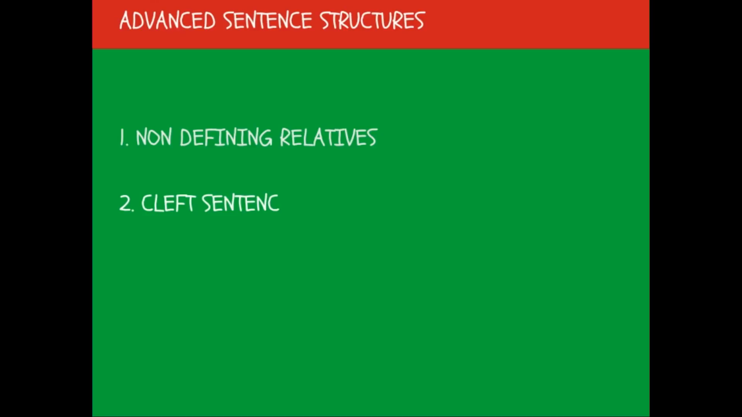Advanced sentence structures. On the advanced exam, you will come across a variety of structures which make use of interrogative pronouns, adverbs, and adjectives. These include relative clauses, cleft sentences, and indirect questions. Non-defining relatives. You know that non-defining relative clauses are separated by commas from the rest of the sentence.